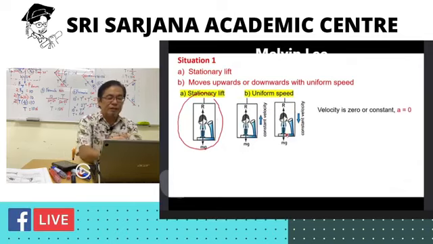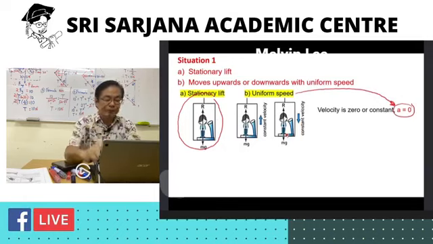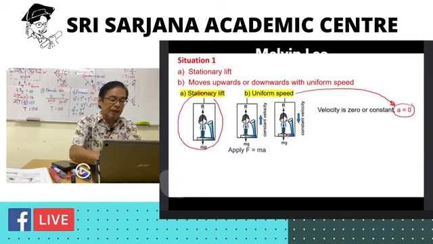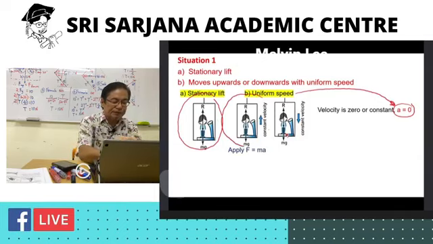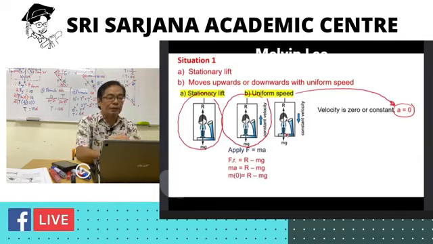So what is the meaning of uniform speed? Acceleration is going to be 0, betul? I show you the equation. So we actually apply this formula. So whether it's going up or going down. Going up. Let's take a look at this drawing first. Going up.